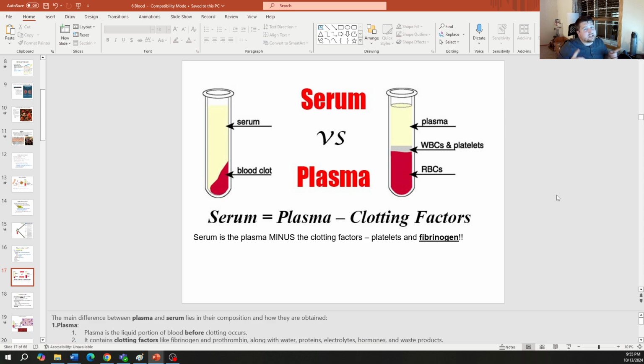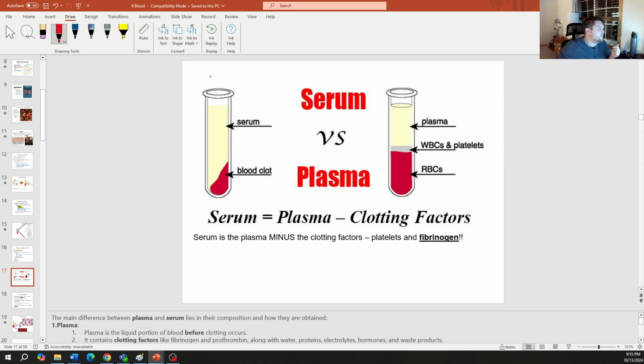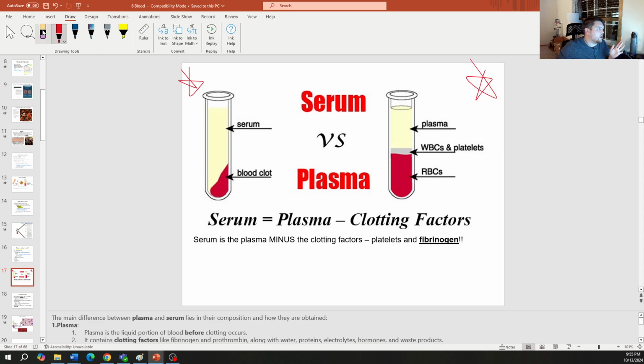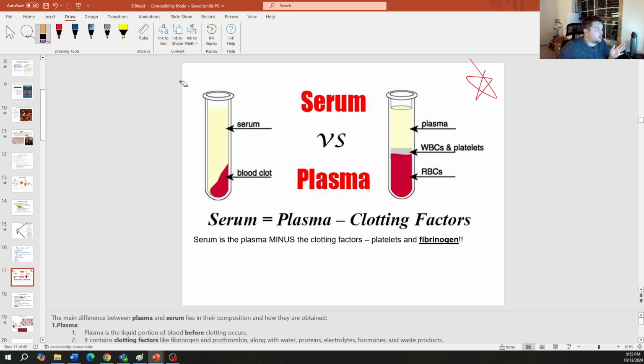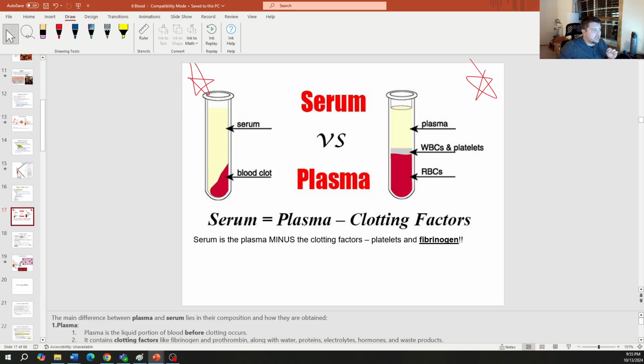So serum and plasma are almost identical. The thing you need to remember is that serum does not have the clotting factors. I guarantee you that is going to be a question on a test somewhere. If not in this course right now, most teachers have a question bank that they pull questions from, so if you don't get it this trimester, you will get it in the future.